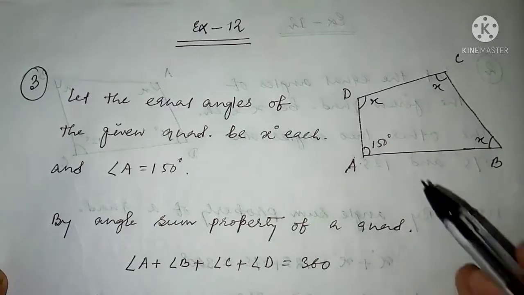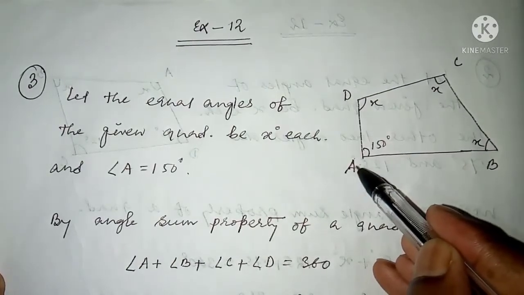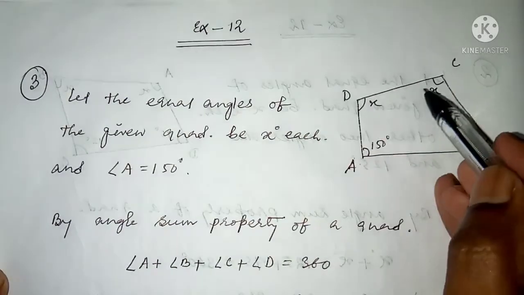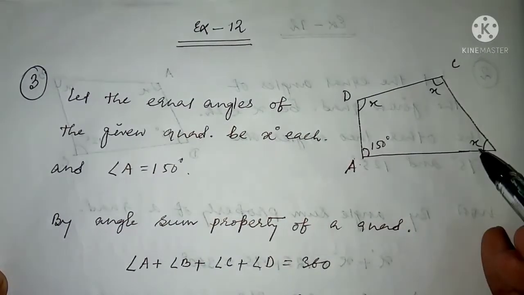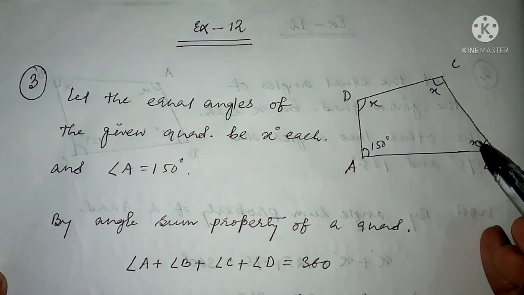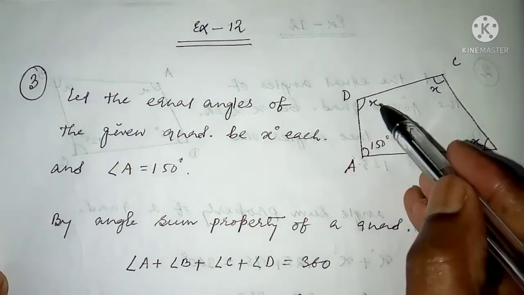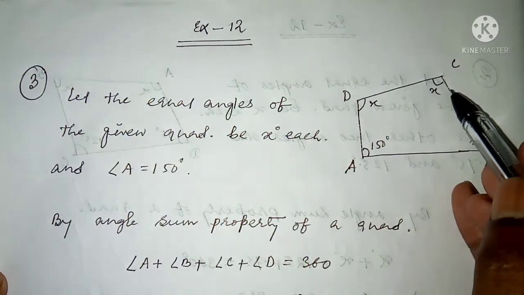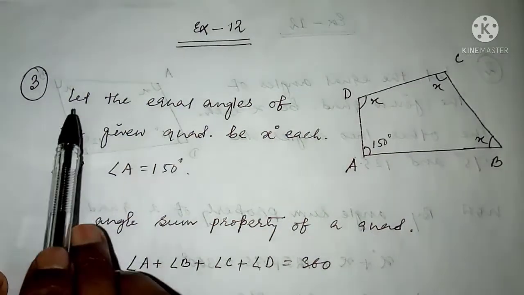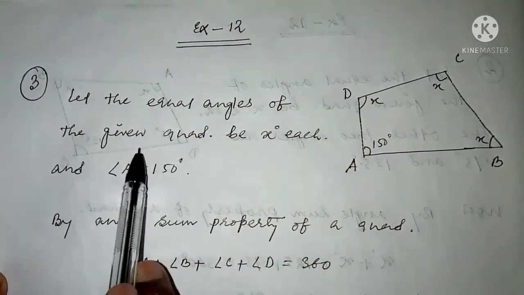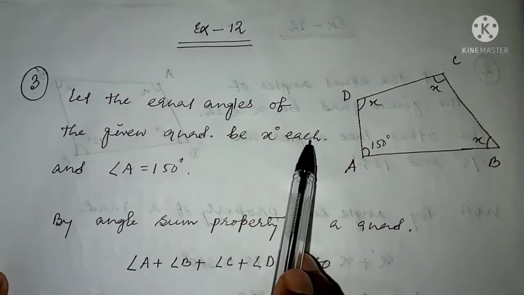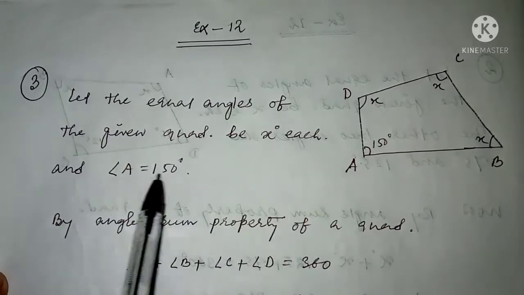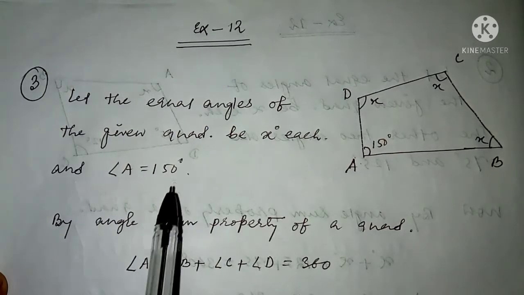Then you can see here angle A is given in the question as 150 degrees, and angles B, C and D I have assumed as x. If you have assumed one angle as x, then the other two must also be x, because all these 3 angles are equal. It is given in the question. Let the equal angles of the given quadrilateral be x degrees each. That means these 3 I have assumed as x degrees, and angle A equals 150 degrees, as given to us.